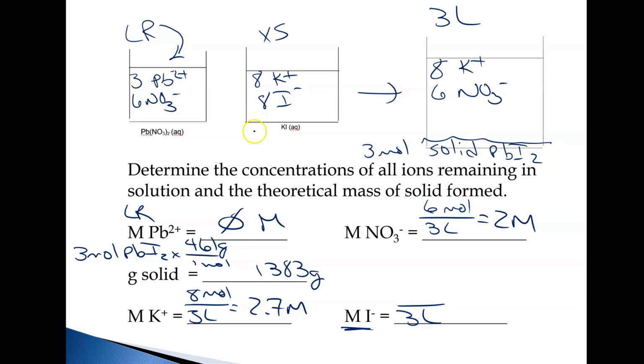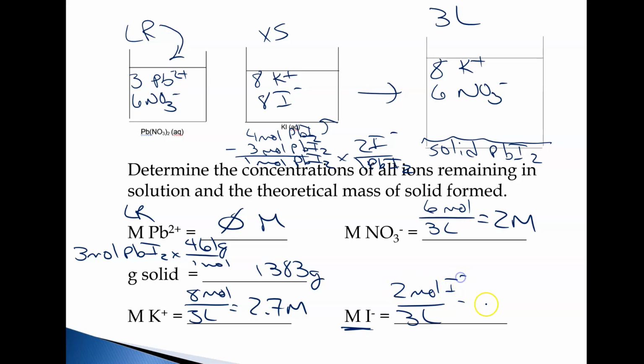So what I had, on the previous slide, was 4 moles of PbI2 from this stuff. I'm going to subtract my 3 moles of PbI2, and that gives me 1 mole of extra PbI2 from the I minus, and 1 PbI2. Once you have it in moles, it's pretty simple. 1 mole of PbI2 gives me 2 iodines. That means I have 2 moles of I minus left, 0.7 molarity.